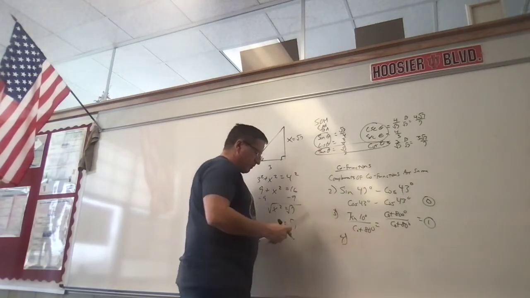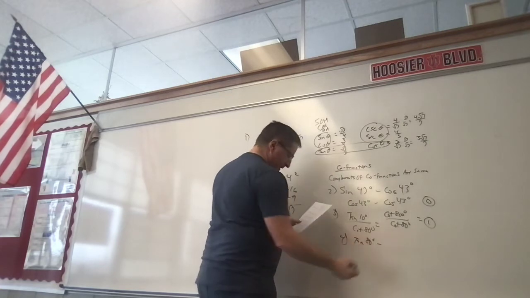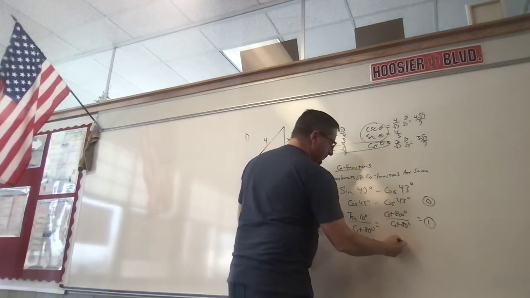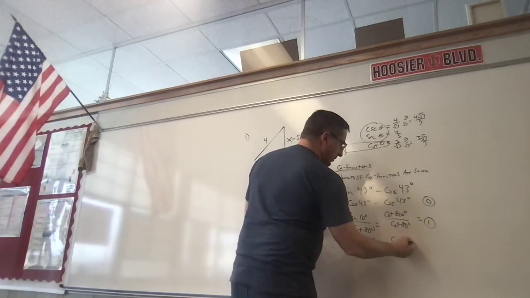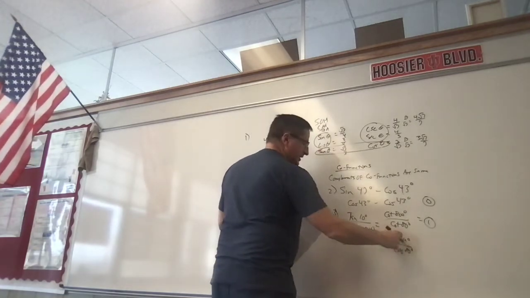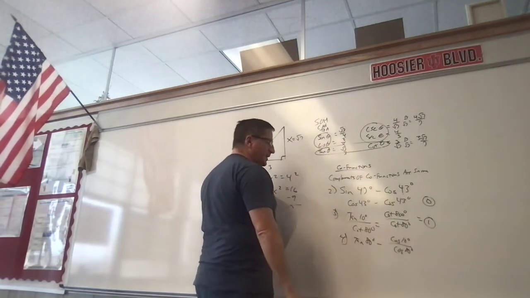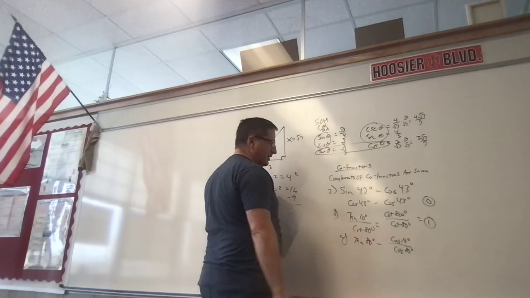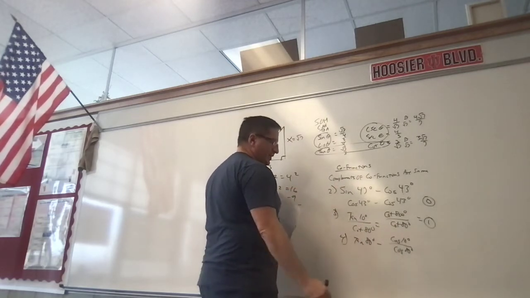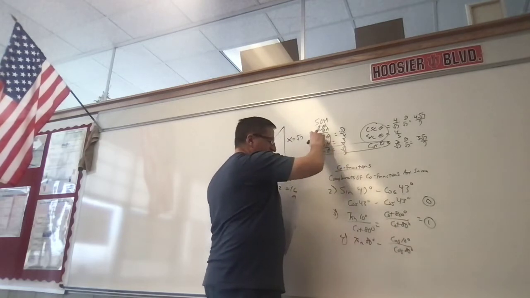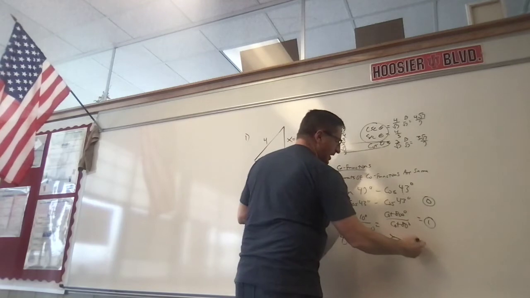And number 4. Tangent of 80 minus cosine of 10 over the cosine of 80. Okay, I want all the angles the same. We have 80, 80, and 10. Well, I can rewrite the cosine of 10. The cosine of 10 is the same as the sine of 80. The sine and cosine are cofunctions. 10 and 80 are complementary angles. So I could say that's the same as the sine of 80.